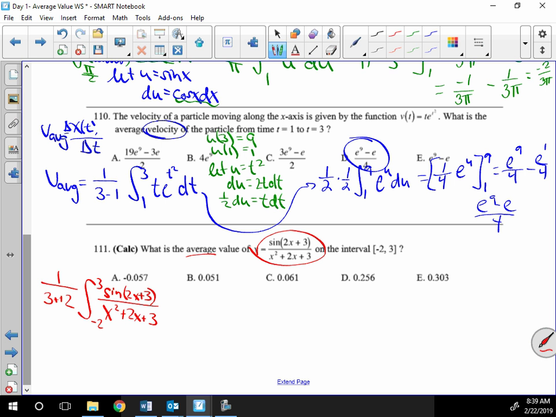So, thinking in terms of, if it was like, find the average value of this. This would be like our velocity, and we're trying to get that to position. Because average velocity is change in position over change in time, so what we have to do is integrate our velocity to get back to that position. They give us our velocity, we have to go back to position.